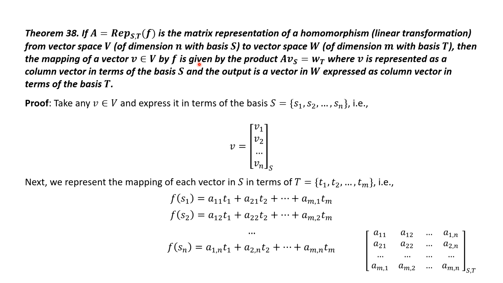So let's go ahead and prove what we've been saying. I put it in the form of a theorem here. If A equals rep of F with respect to S and T is the matrix representation of a homomorphism from vector space V of dimension n with basis S to vector space W of dimension m with basis T, then the mapping of a vector v, an element of vector space V, by F is given by the product, the matrix A times v written in terms of the basis S, and that equals F of v in terms of the basis T.